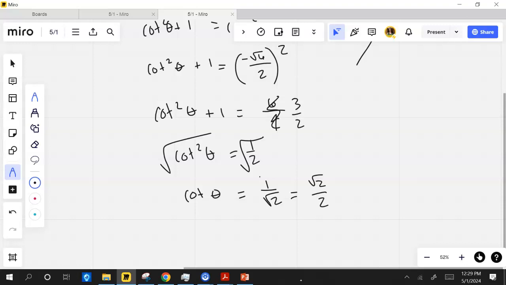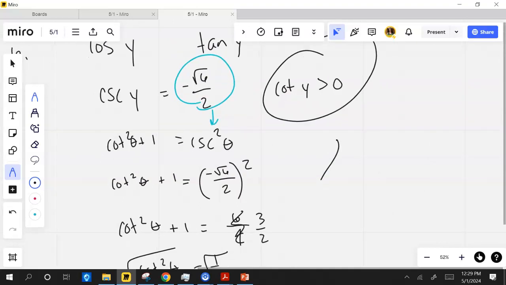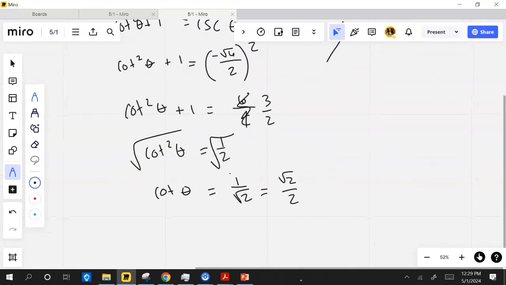Now, if it had said in the beginning that cotangent was less than 0, then this would be negative root 2 over 2, because whenever I take a square root, it can be positive or negative, right? It said cotangent's bigger than 0. If it had said less than 0, then I would have taken the negative square root there.